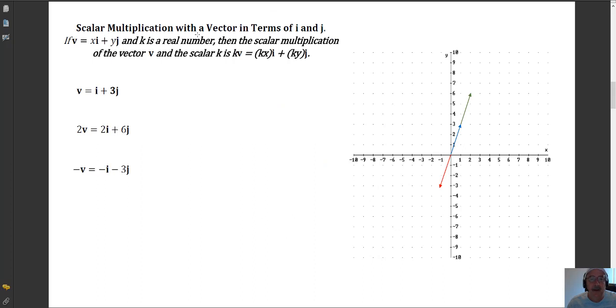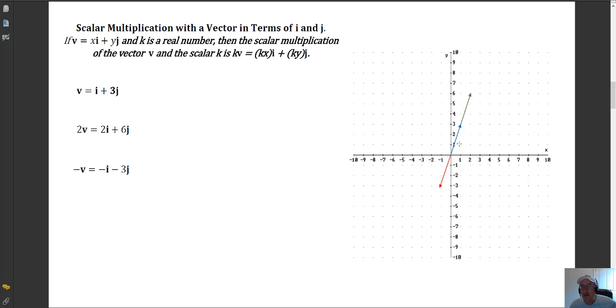Okay. Now, the next thing we want to look at is what's called scalar multiplication with a vector in terms of i and j. So it says if some vector v, again, that's the bold way to write the vector, equals xi plus yj, and k is a real number, then the scalar multiplication of the vector v and the scalar k is k times v. Or you could go ahead and multiply the x components by k, the y components by k, and that will give you what's called scalar multiples. All right, so a scalar is just a number here.